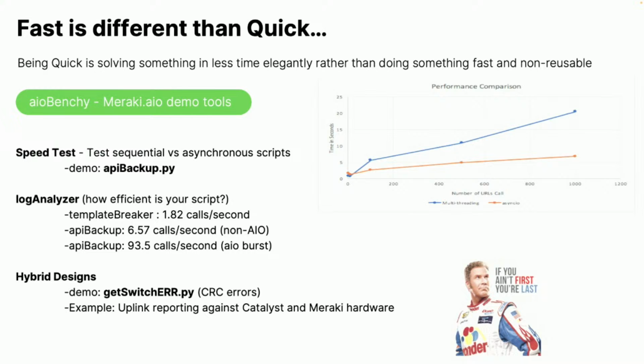With this API backup, you can see non-AIO, the best I've been able to tweak without async, you're getting about 6.7 calls a second. With AsyncIO enabled, I'm getting about 93. That's well above the 10 calls per second that you're expecting. And this allows you to do things like buffering or querying the entire organization up front, because it's faster than doing it line by line. That way, you can also get all the information first before you start running logic.